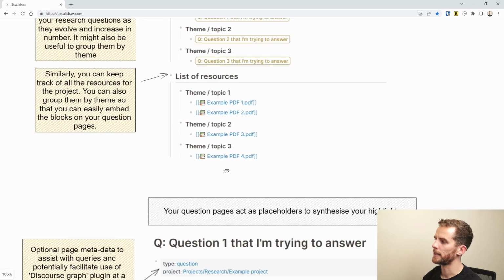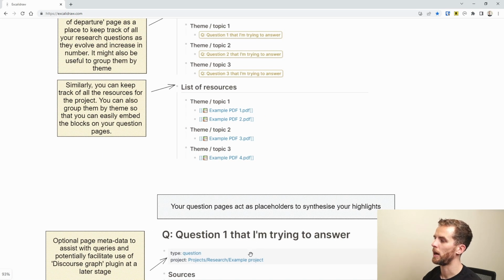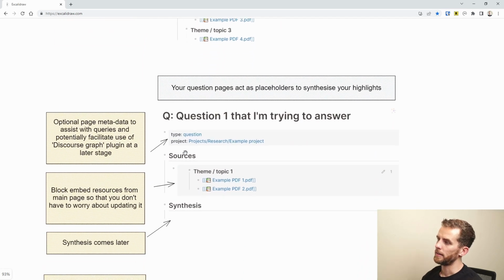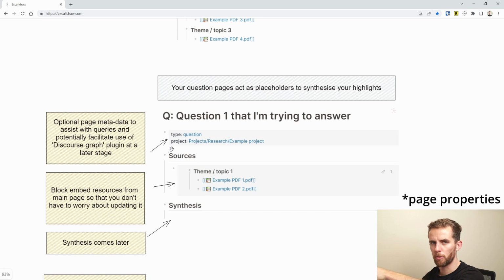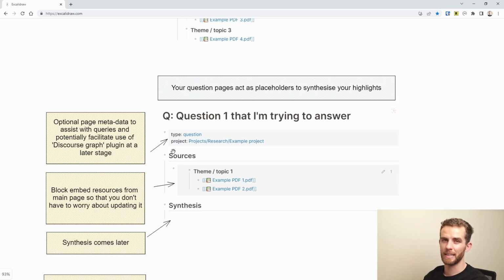As I said, your question pages act as placeholders to synthesize your highlights. I could add hypothetical metadata here where I say this is a type question, and I'll speak to this point in the discourse graph later, but you don't need to do that. It's very useful to add that different level of ontology where I say this is how it relates to that thing. Like this is a question, and I could put that supports, opposes, etc. as block properties over here. I could also write them as links inline, which is, I think, a bit more useful to do. But I don't want to get into that now.